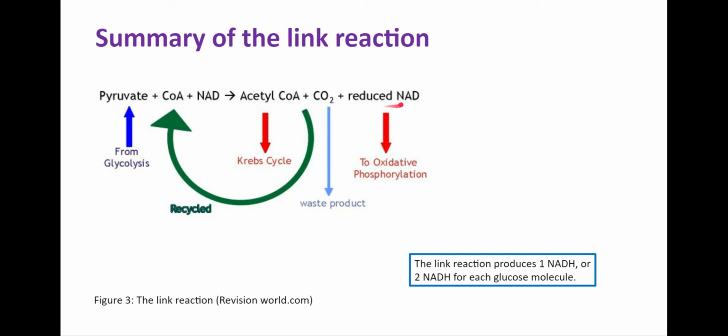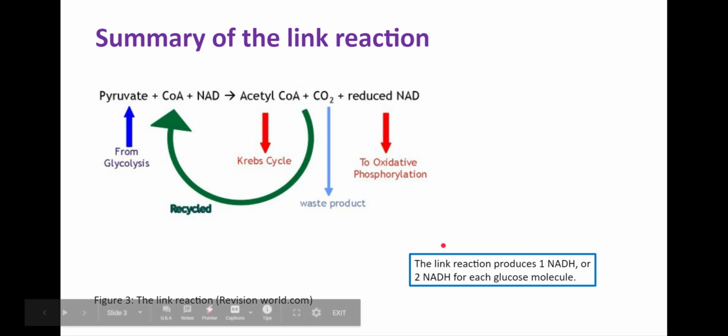This reduced NAD, otherwise known as NADH, again, is useful in the electron transport chain, and a useful thing to know is that the electron transport chain is also known as oxidative phosphorylation. We'll go into why that is in our next presentation. So overall, the link reaction happens twice because 2 pyruvates are made for each glucose molecule. It produces 1 NADH in each link reaction, so 2 overall.